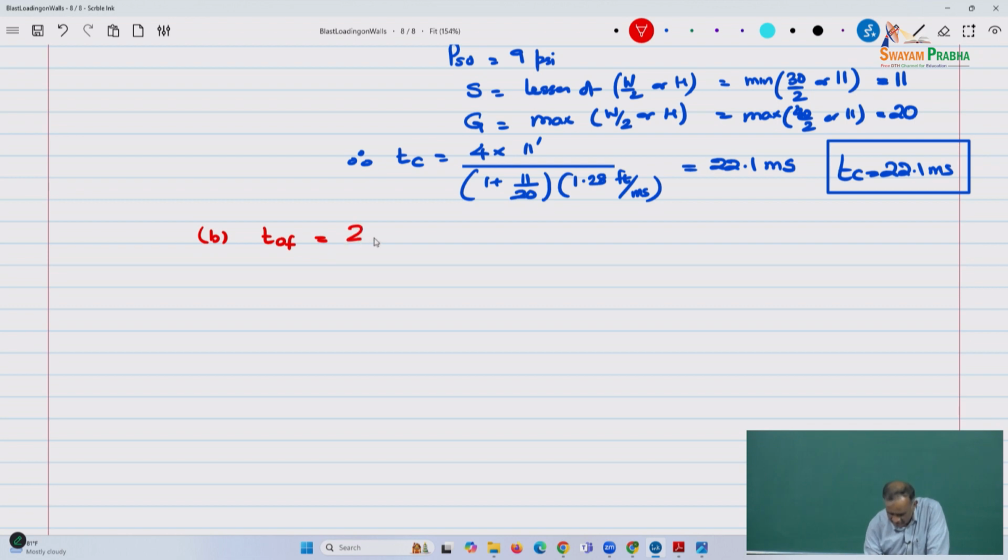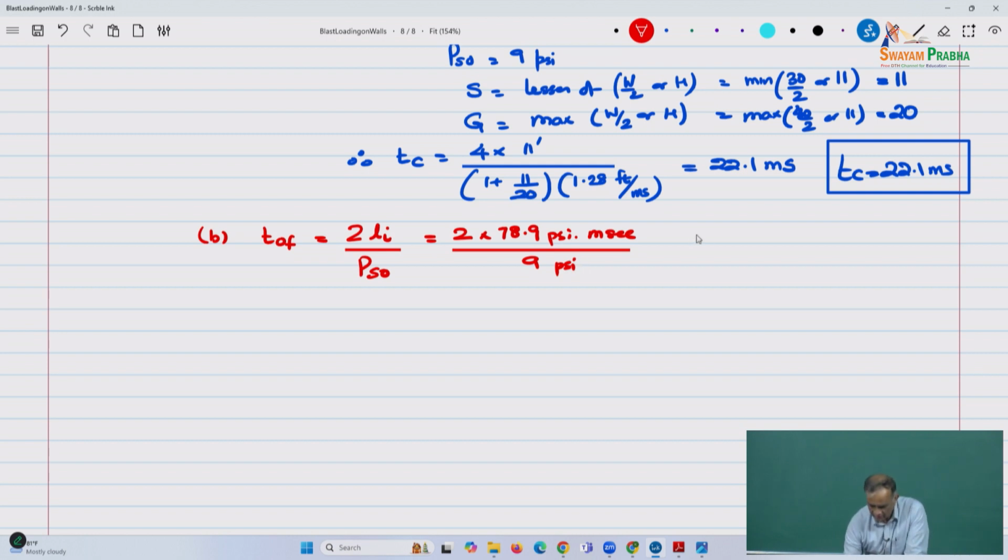So this is 2 times I divided by PSO. Yeah, you can use it with PSO. Since we're using it with PSO, you can use that. So this comes to 2 times 78.9 psi millisecond divided by 9 psi. So TOF comes to 17.53 milliseconds.